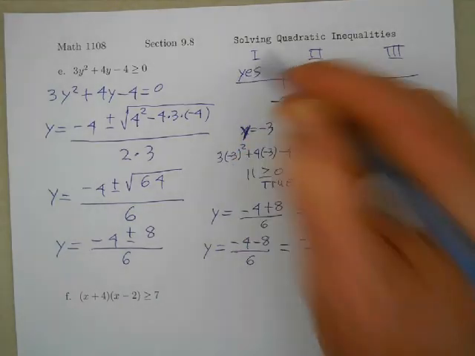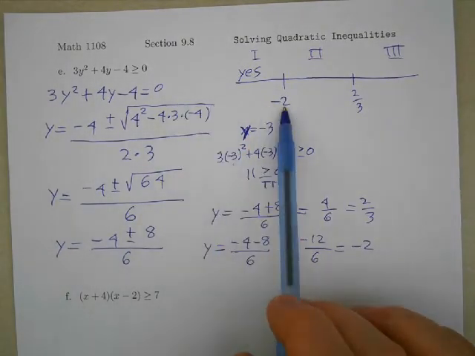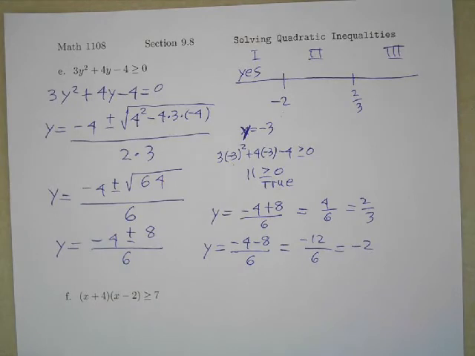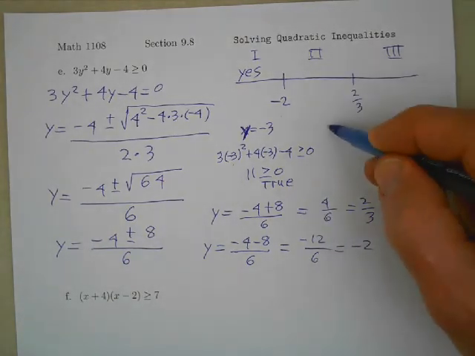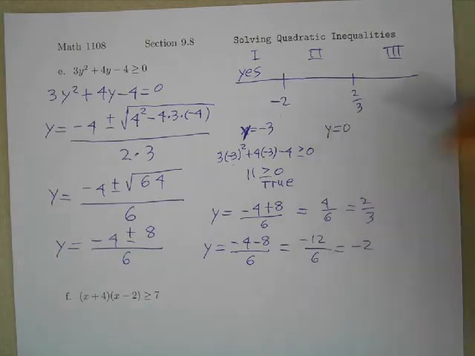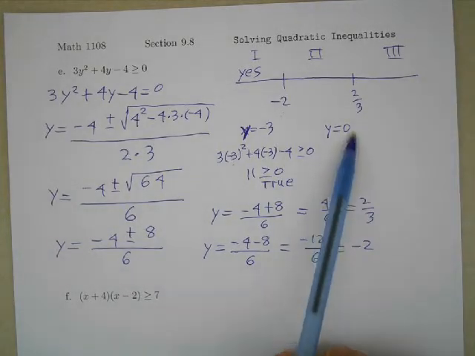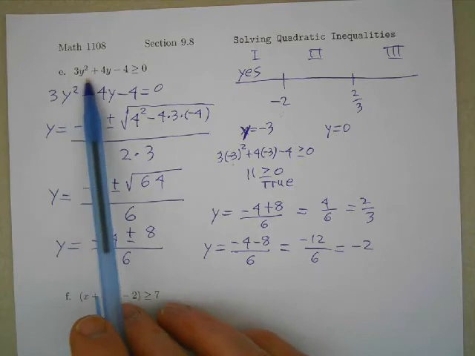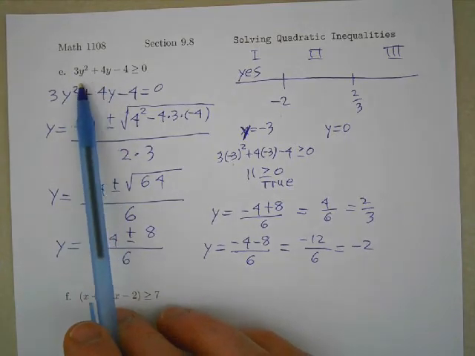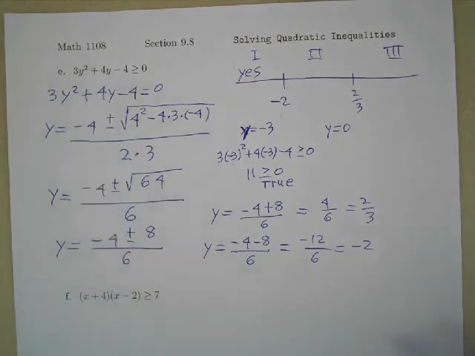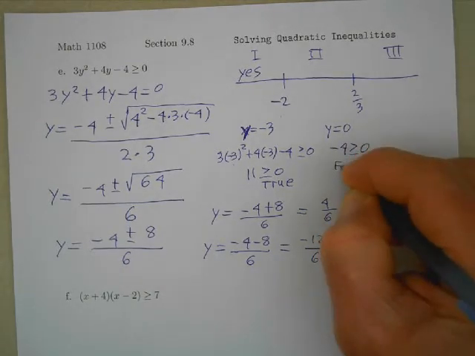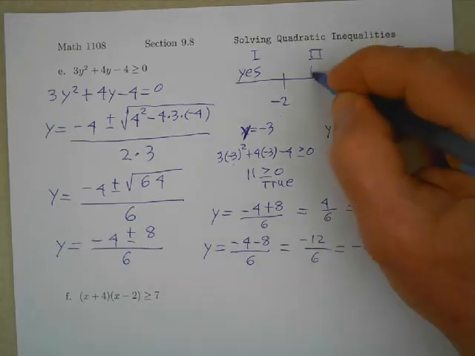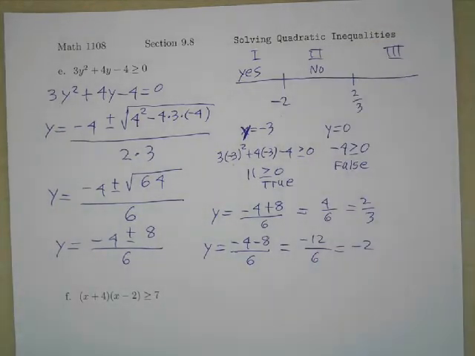So yes, all of the numbers from negative infinity to negative 2 are solutions. Then in the second interval, we can pick y to be 0. That one is usually a nice number to pick for a test point. When you replace y in the inequality with 0, we get negative 4 greater than or equal to 0, and that's false. So none of the numbers between negative 2 and 2/3 are solutions.